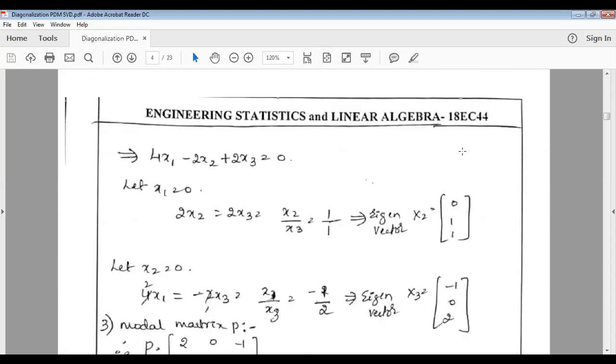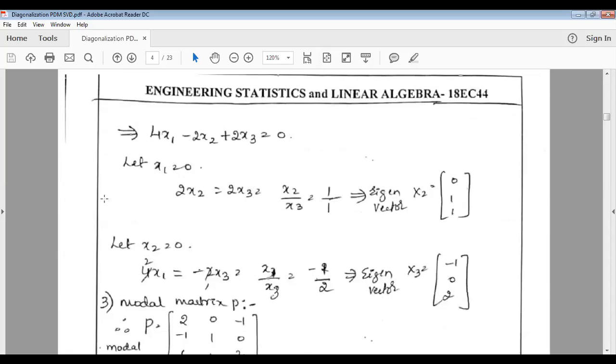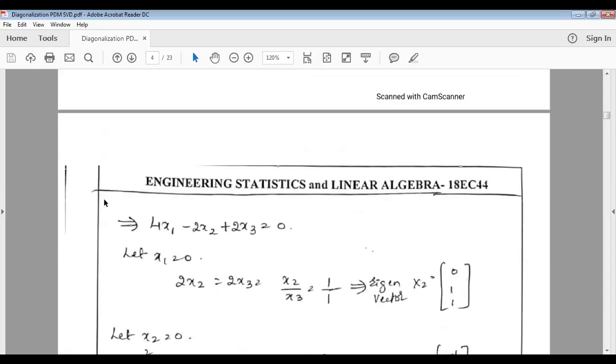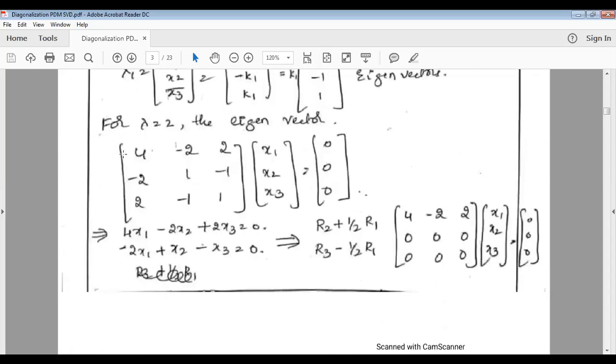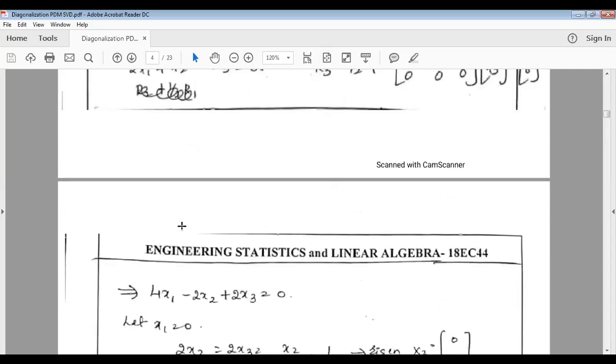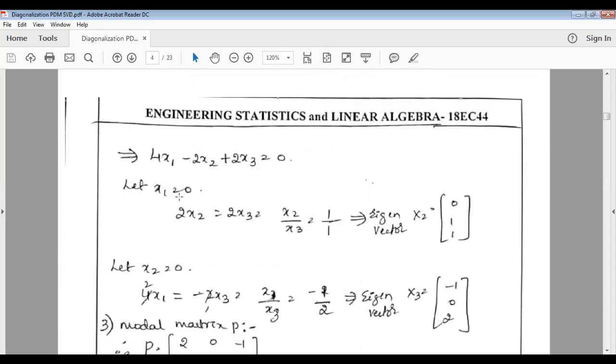Okay. Now here is where you have to be careful when you get repeated roots. When you substitute lambda equal to 2 again as the third eigenvalue, you will obviously get the same structure and same equation. Right? So again you will end up here only. So what is the trick here? For the first lambda equal to 2, you assume that x1 equal to 0. Right? And once you do that, you will get 2x2 equal to 2x3 because x1 will be 0. So x2 by x3 equal to 1, and therefore you will get an eigenvector.